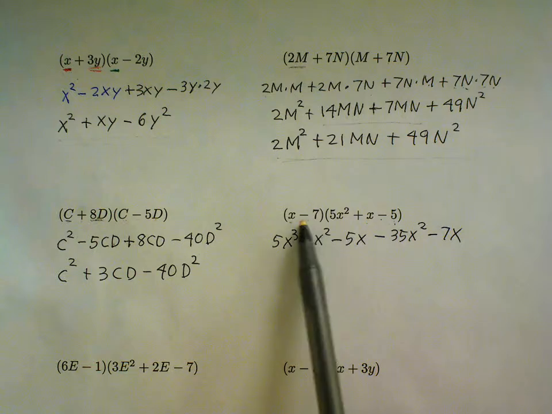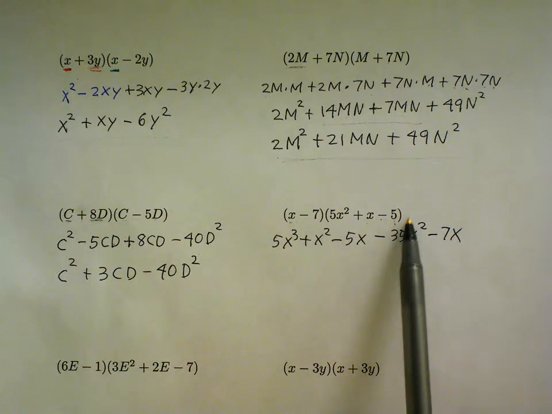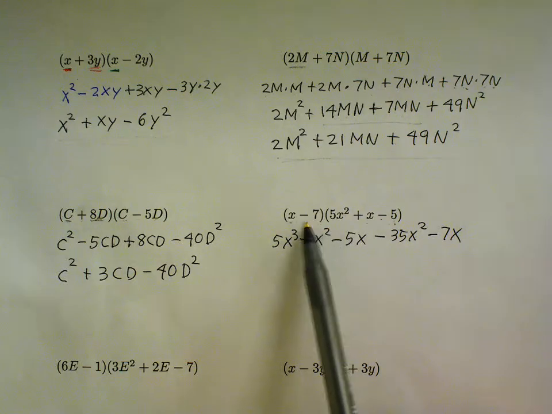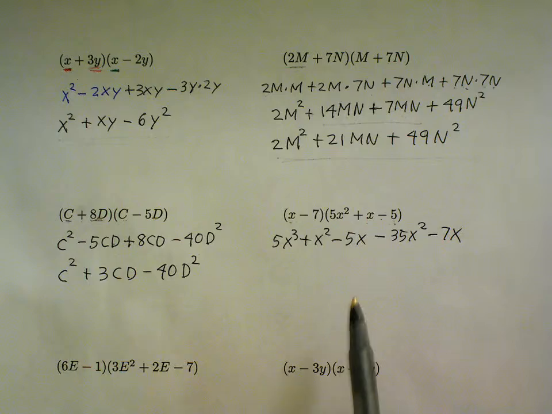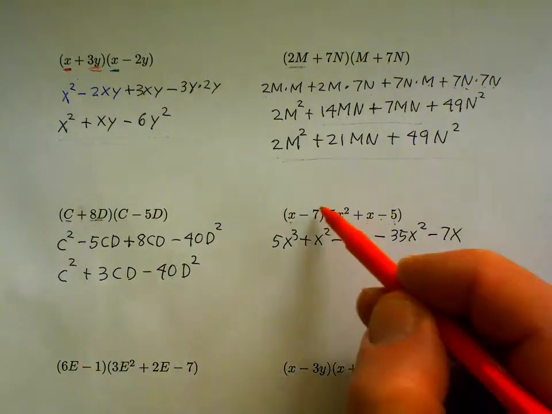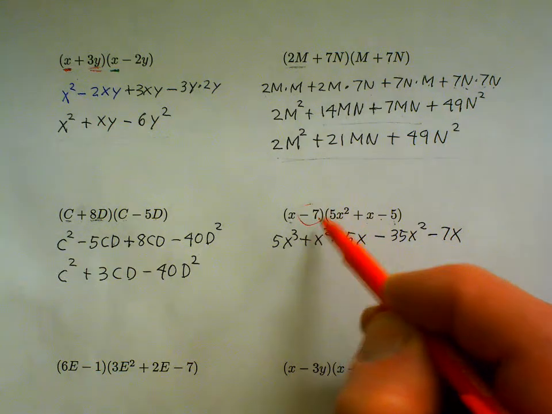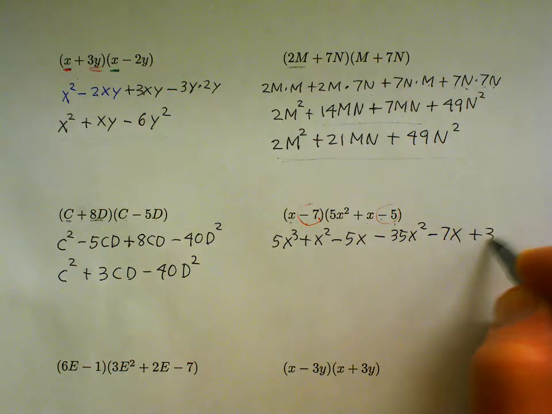And then we're going to subtract 7 times negative 35. But if you subtract negative 35, that's equivalent to adding 35. Another way to think about this is think of multiplying negative 7 times negative 5, which is positive 35, so we're going to add 35.